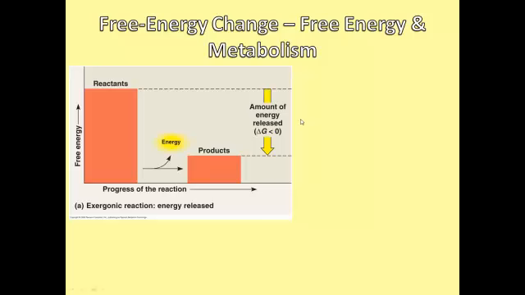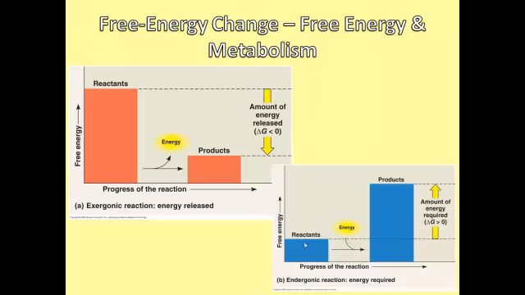We call this reaction, one that releases energy, an exergonic reaction. To go back to metabolism, catabolic reactions are also exergonic reactions. In this graph, the reactants have less energy than the products. The products have more potential energy than the reactants.